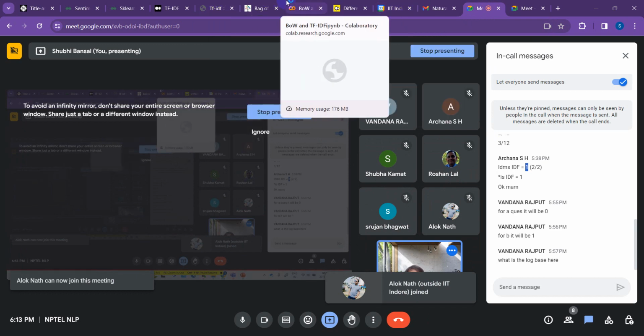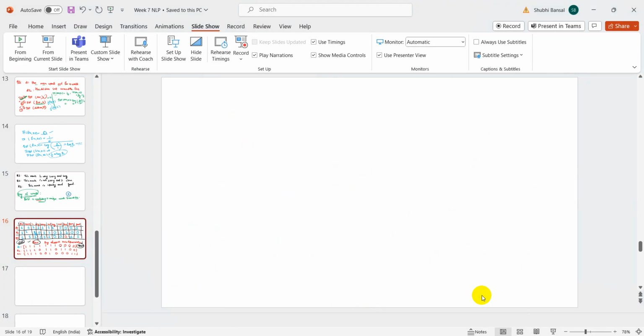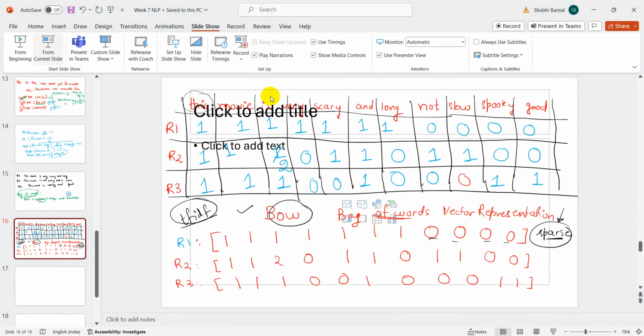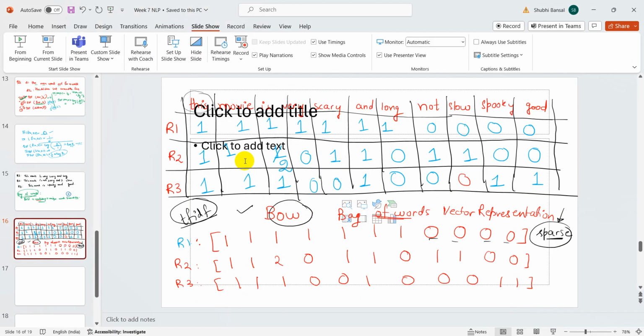Okay, so what we are doing is creating an instance of this CountVectorizer function. Then we are creating the documents for which we want to obtain the bag of words vector. Say here we took these three documents, and I am taking them in the form of a numpy array. Then when I do bag equals vectorizer, vectorizer was containing your CountVectorizer. I just explained in this slide how we compute the count vector; the same functionality will be performed by CountVectorizer.